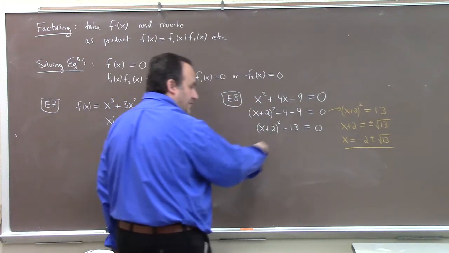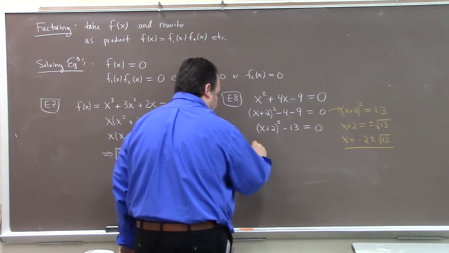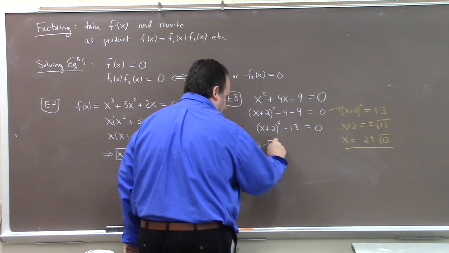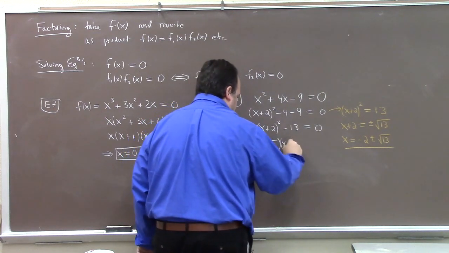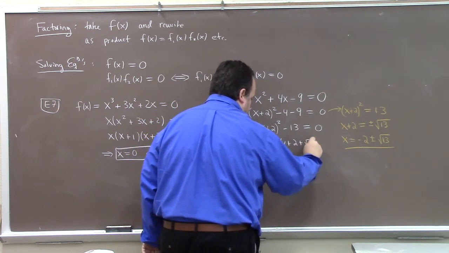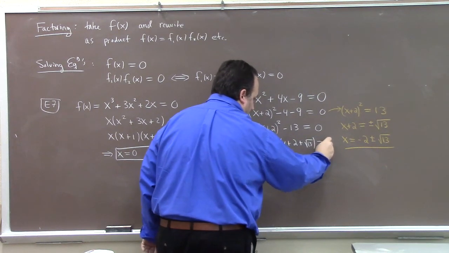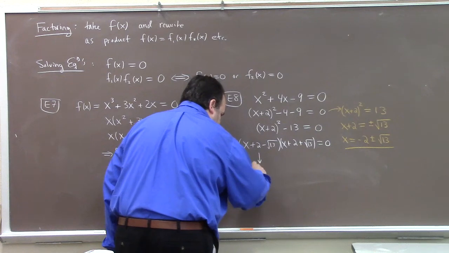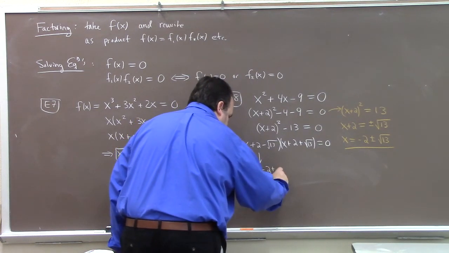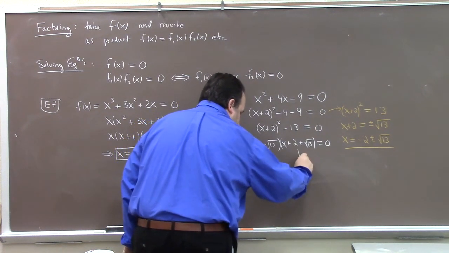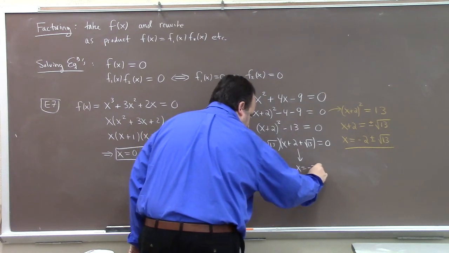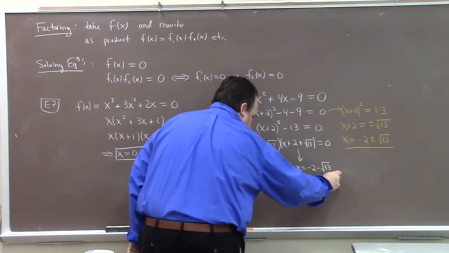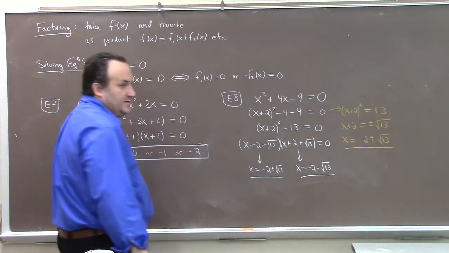The other way you could go would be to factor. See, this is x plus 2 minus the square root of 13 times x plus 2 plus the square root of 13. So this gives me x equals minus 2 plus root 13. This gives me x is equal to minus 2 minus the square root of 13. So those are my two solutions to this quadratic equation.